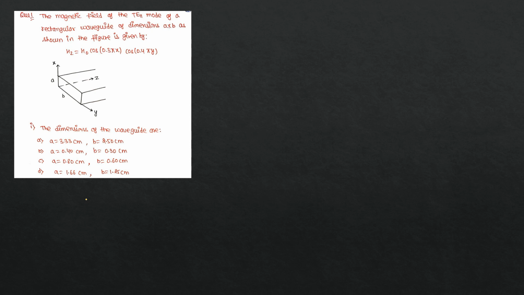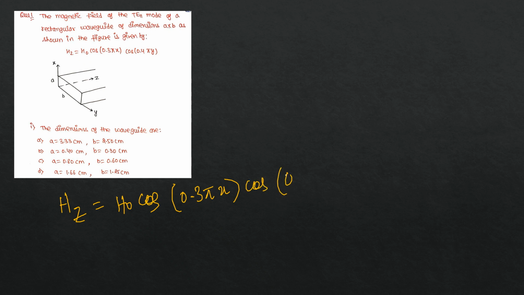This is a question from waveguide. The magnetic field of the TE mode of a rectangular waveguide of dimension a cross b, as shown in the figure, is given as Hz equal to H naught cos(0.3 pi x) into cos(0.4 pi y). What is the question? The dimensions of the waveguide.